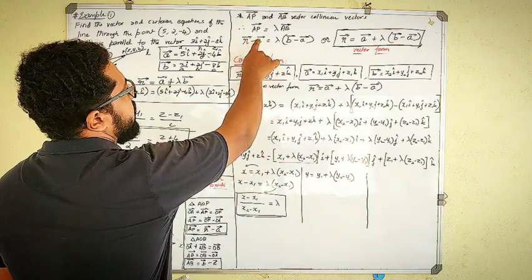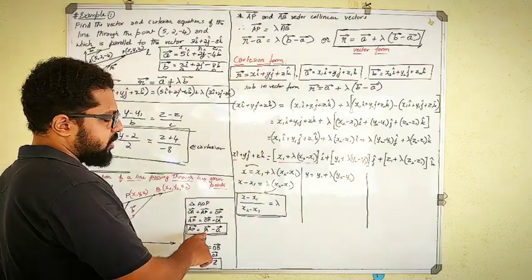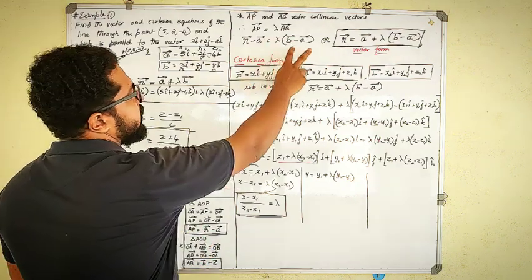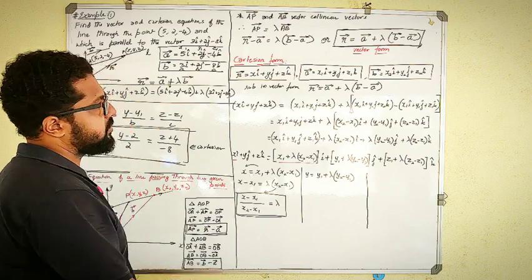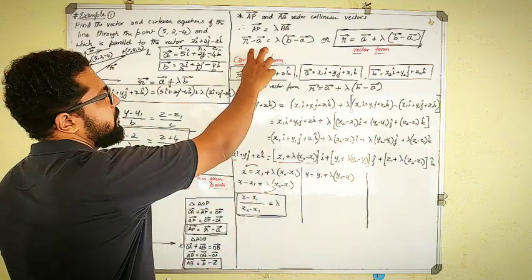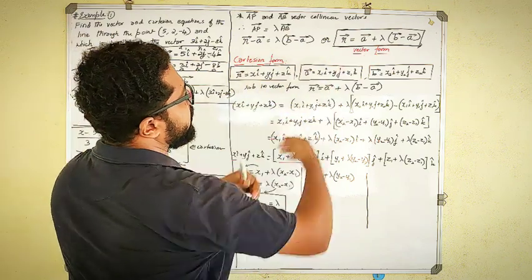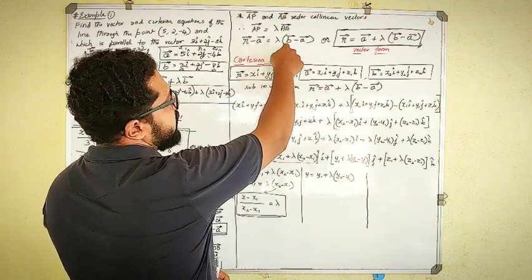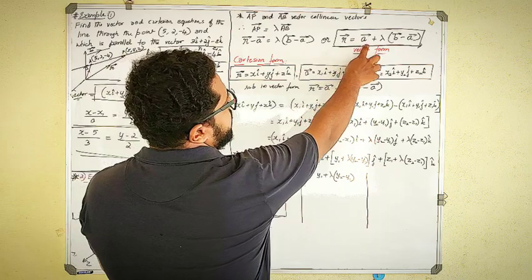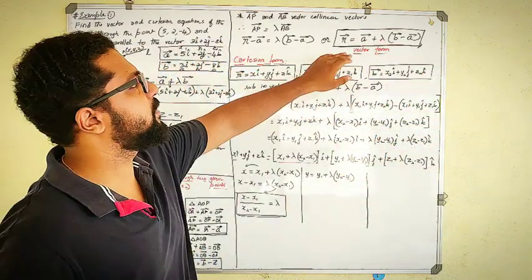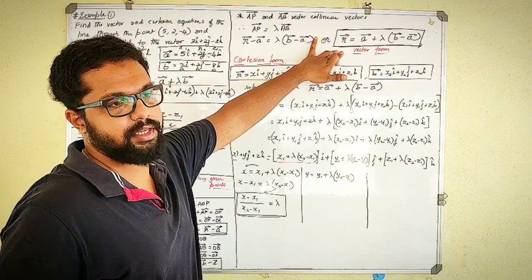So AP vector is equal to lambda into AB vector. Then I will substitute AP vector, which I found as R vector minus A vector, and AB vector, which I found as B vector minus A vector, right here in this equation. Then I can simplify and write it in a proper vector form. That A I will shift to that side. It becomes R vector equals plus A vector plus lambda into B minus A vector. So this is the final form of my vector equation.